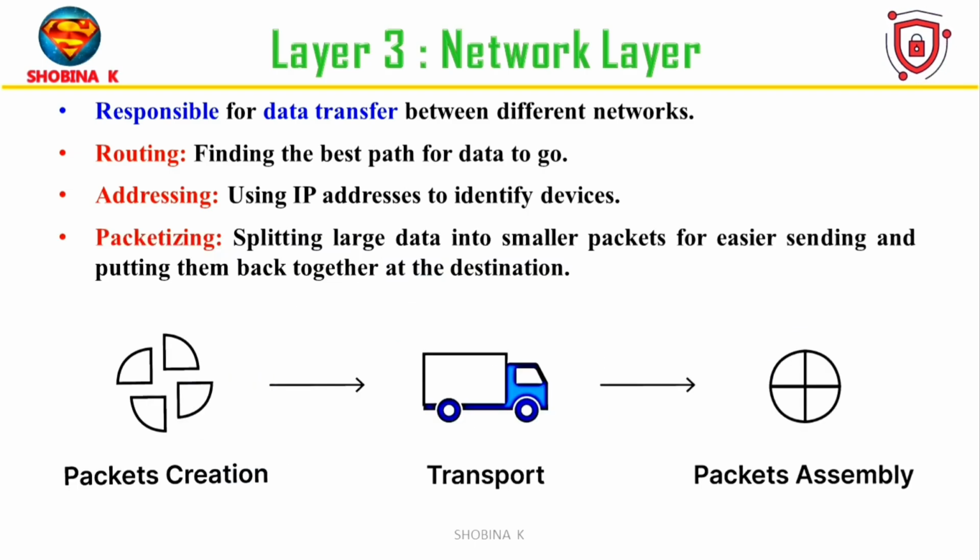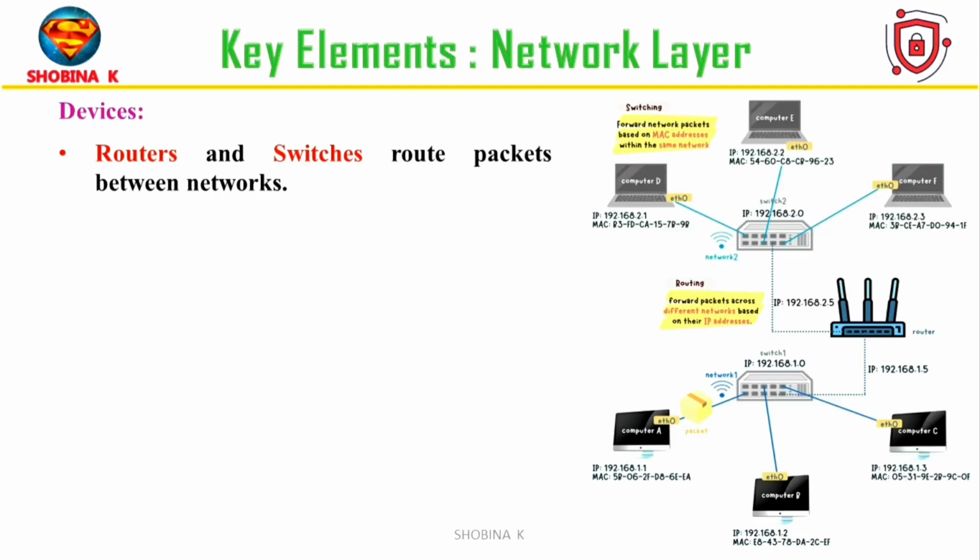The network layer breaks large pieces of data into smaller chunks called packets, so they are easy to send, and puts them back together at the destination. In short, the network layer makes sure data can travel between different networks smoothly. Here are the key elements involved in the network layer.